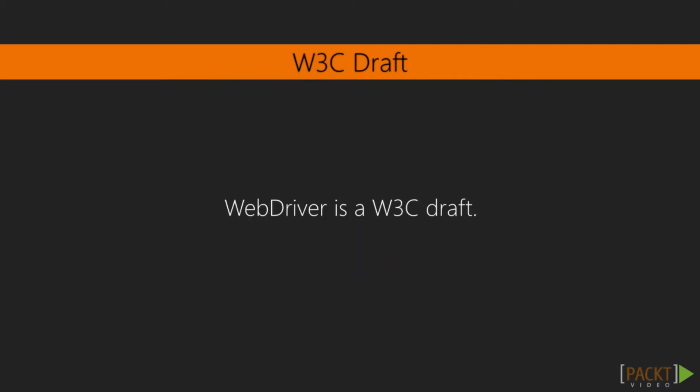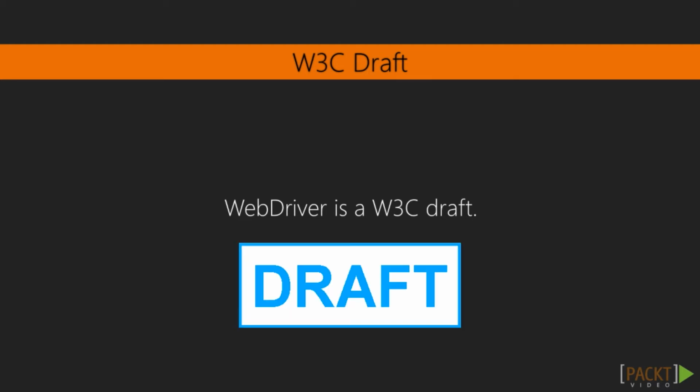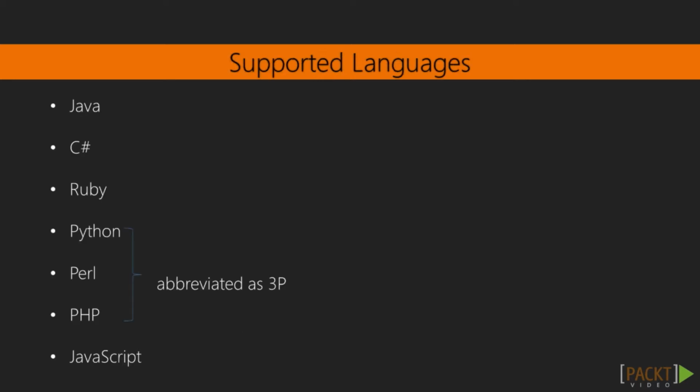WebDriver is a proposed W3C standard, and it hasn't been accepted yet, and is therefore currently a draft. Why is that important? It's important because when it gets accepted as a standard, all browsers that claim that they are W3C compliant must implement support for WebDriver. This in turn means that we will be able to automate all browsers using WebDriver. That would be pretty awesome.